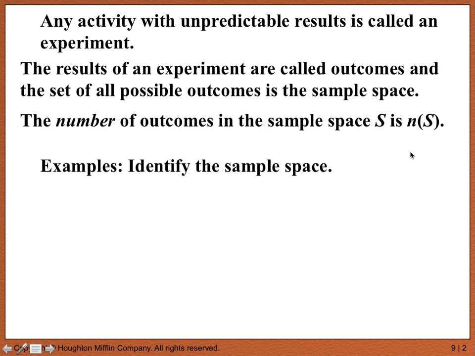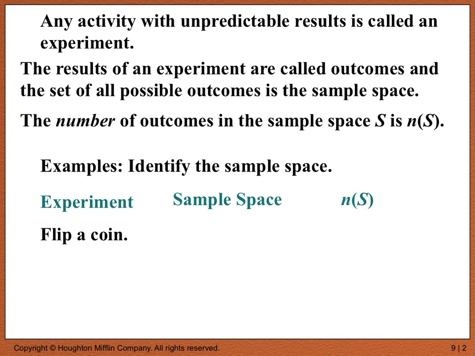So let's look at some examples, and that will help us to understand these terms better. We're going to look at some experiments, their corresponding sample spaces, and the number of outcomes in the sample space. So, classic experiment, flip a coin. This is an activity with an unpredictable result. Flip a coin, you might get heads, you might get tails. That's why the sample space consists of two possible outcomes. H stands for heads, T stands for tails. And N(S), the number of outcomes in the sample space, is 2.